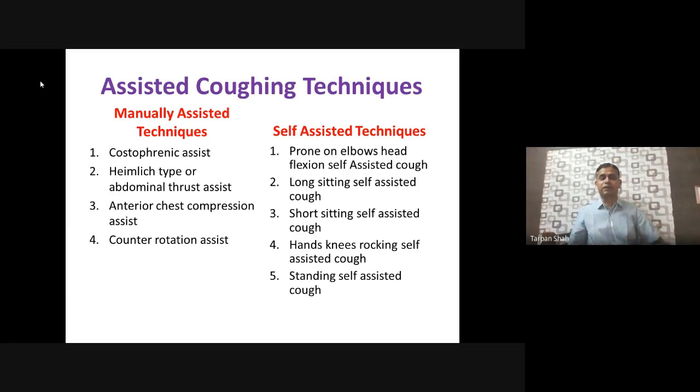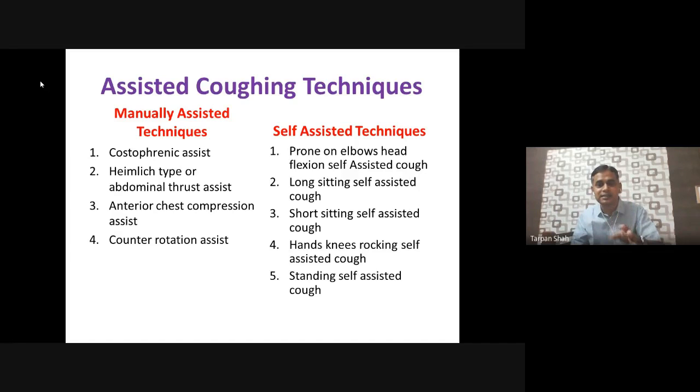And this is my favorite. Why? Because it is clinically proven, highly effective, and a very result oriented approach. Assisted coughing techniques mean you are helping the patient to remove the secretions, you are assisting the patient. These techniques are divided into two components: manually assisted and self assisted.